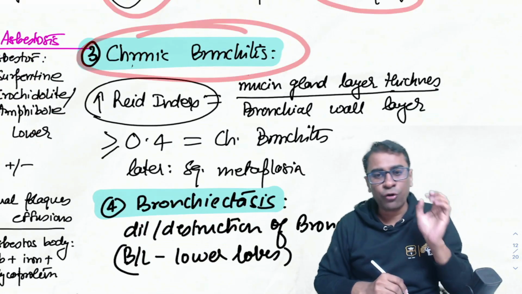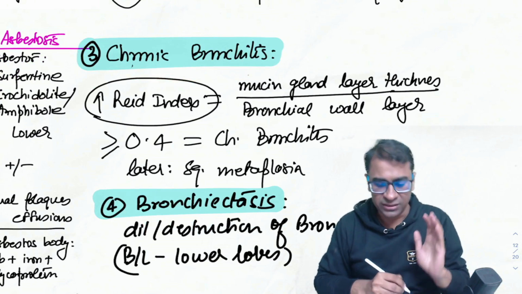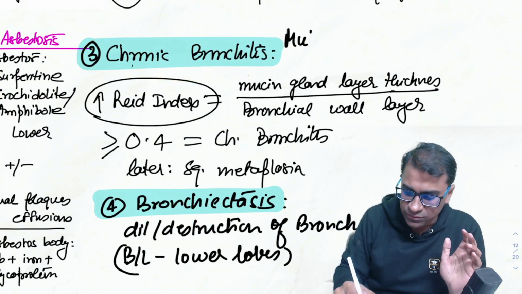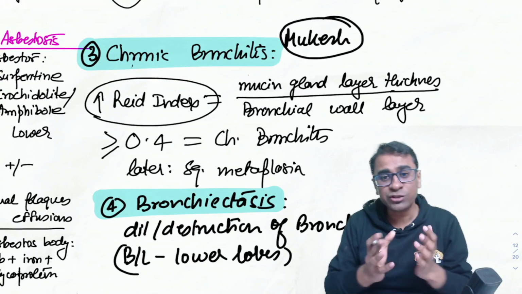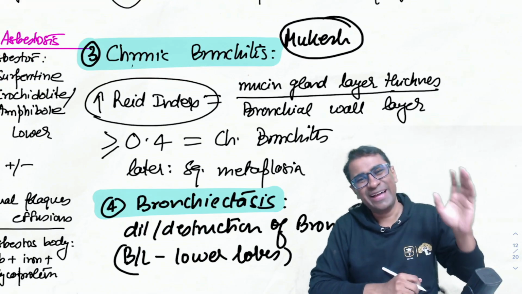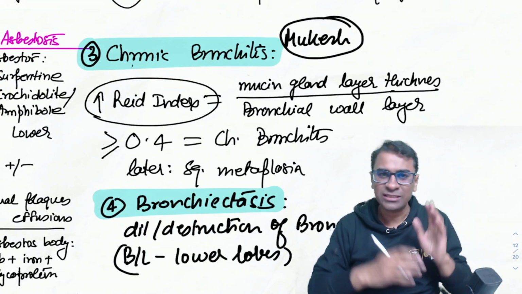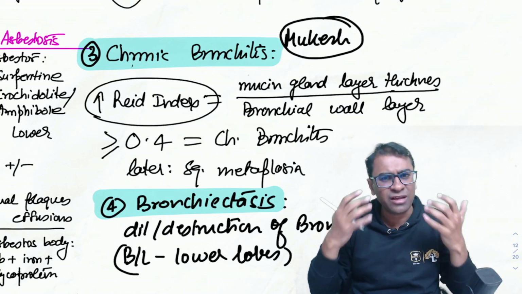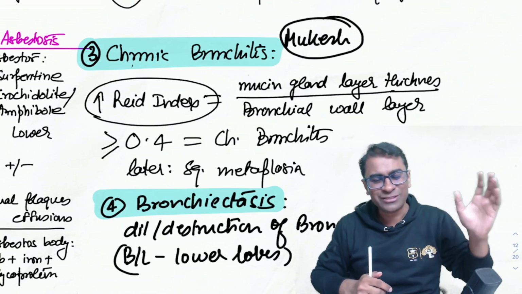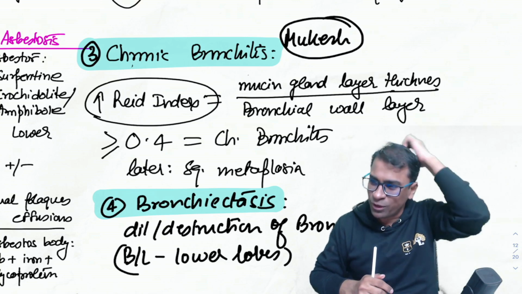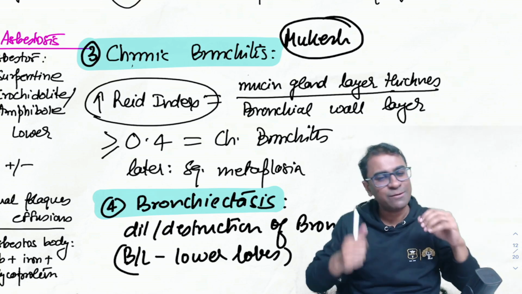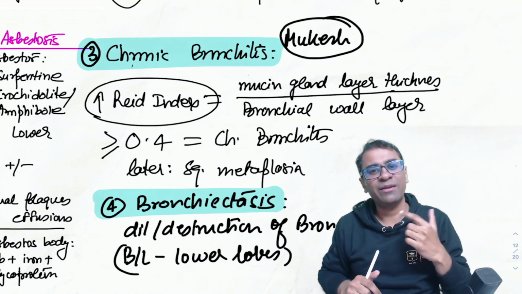Third is chronic bronchitis. So how do you define this? You define this as Mukesh. Who is Mukesh? Have you seen Mukesh in the PVR movie? There's a person who keeps on coughing before the movie starts. Do you remember Mukesh? So that is the person Mukesh. He keeps on coughing, and that is how you define bronchitis.